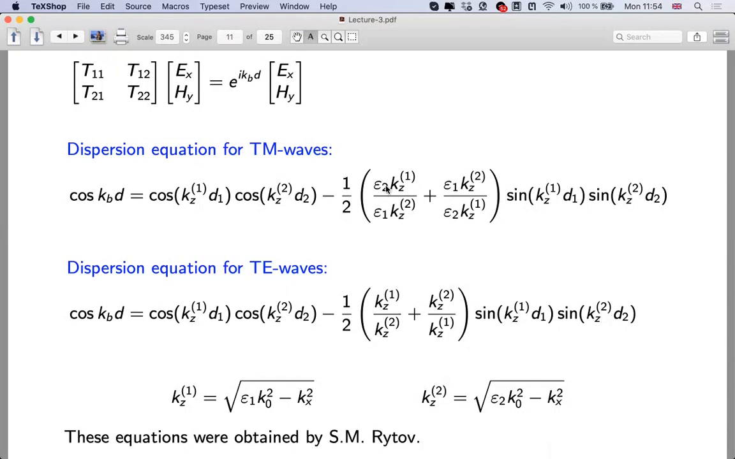What is epsilon 2 over epsilon 1? It's just N2 square over N1 square. Yeah? Here. Okay. But K z1, as I told you, it's just N1 K node. So we have N1 square, N2 square, N1 K node. And here I have N1 square and 2K node. And we can cancel out N1 and 2. So we have only N2 over N1 plus N1 over N2. It is the same like here. We see that these brackets are the same for the case of normal incidence, and dispersion equations for TE and TM waves are the same, because these brackets are the same.